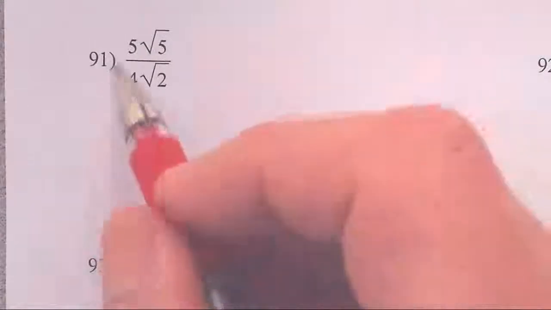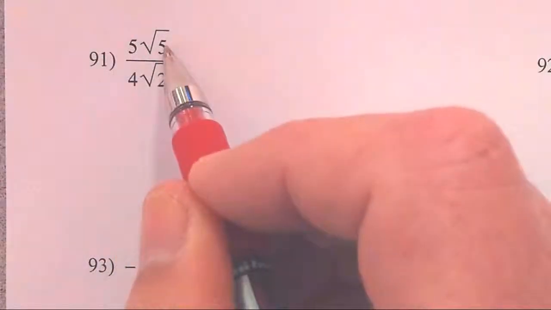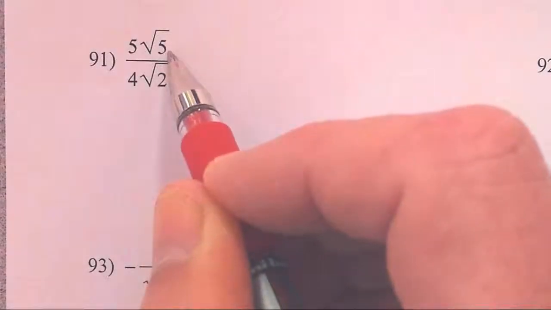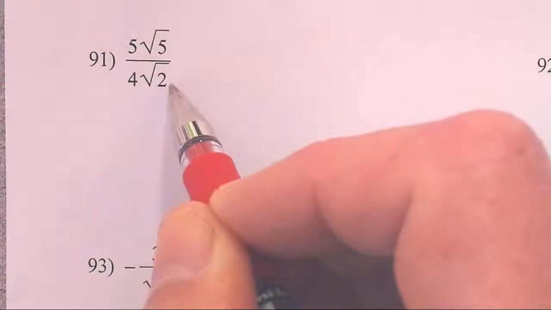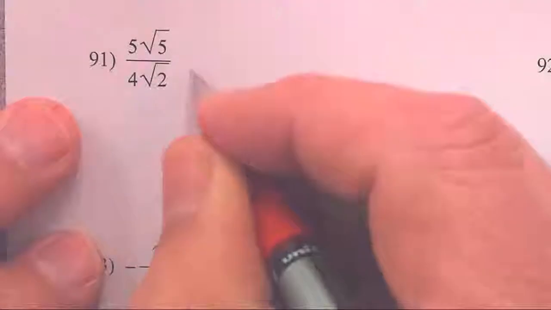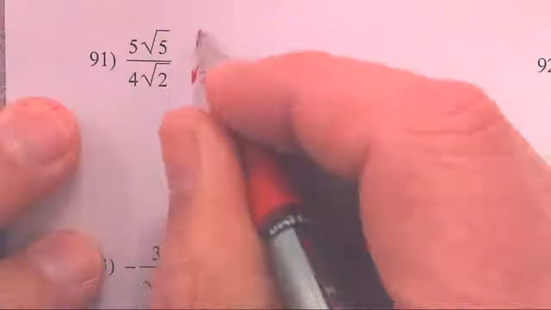Number 91. Can I reduce the 5/4? No. Can I reduce the root 5 on 2? No. Do I have a V8 moment? Square root of 5? No, it's a decimal. Square root of 2? No, it's a decimal. Can I jailbreak 5? Well, factor it. 5 and 1, 2 and 1 can't jailbreak. So I'm ready to rationalize.